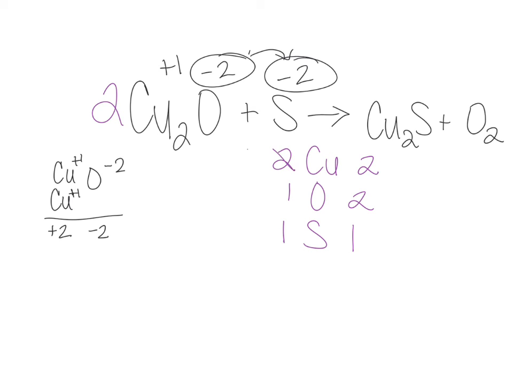So now I have 4 coppers, but I have 2 oxygens. So now my oxygens are evenly balanced out, but my coppers are not because I have 4 on one side and 2 on the other. So I'm going to put a 2 in front of my copper 1 sulfide. So now I have 4 coppers, but that also affects my sulfurs. So now I have 2 sulfurs. So I will put a 2 coefficient in front of the sulfurs, and now I am all balanced.